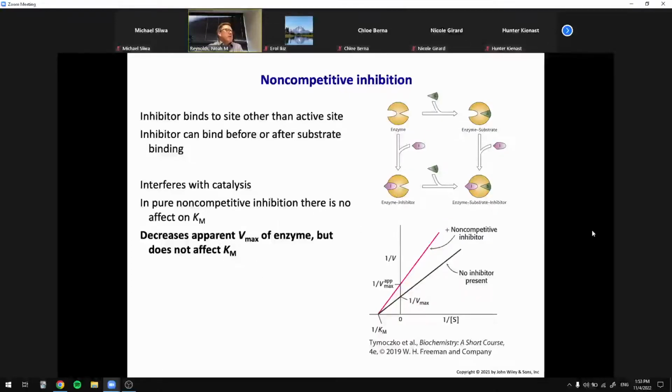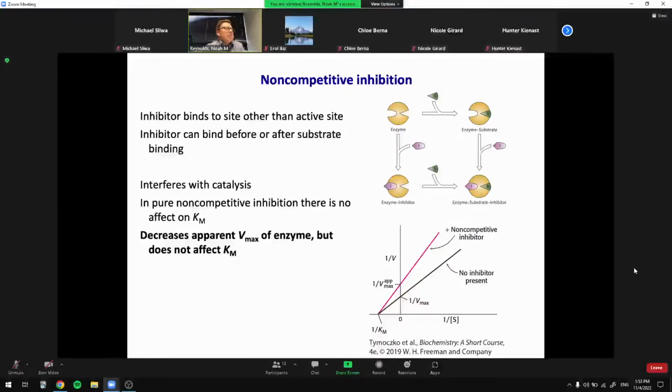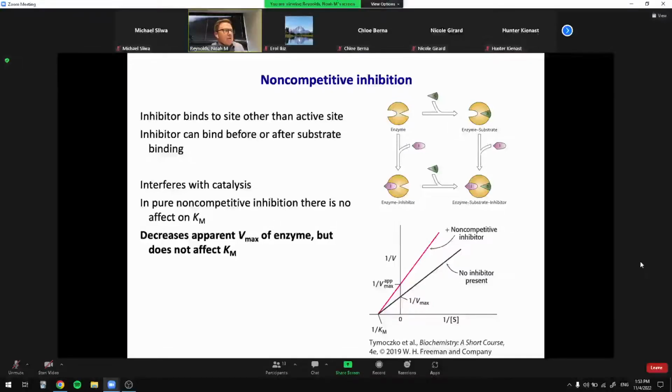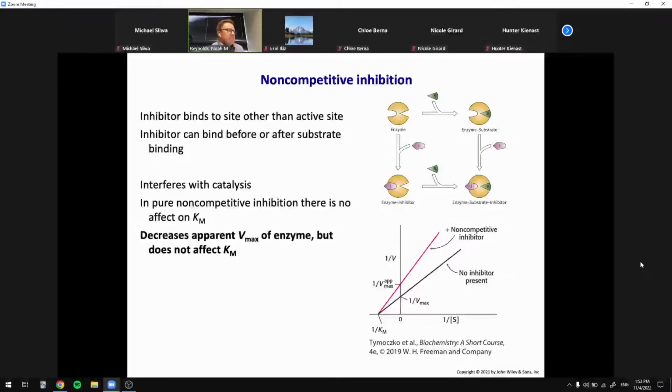And then for non-competitive inhibitors, these are binding at someplace other than the active site. So the other side of the enzyme or in a different place. And depending on the non-competitive inhibitor, sometimes the substrate has to be there and already bound. Sometimes it can't be. It's just about that inhibitor and what structure it's going to bind to in the enzyme.